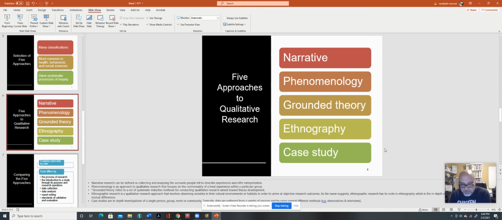The narrative approach can be defined as collecting and analyzing the accounts of people to tell and describe experiences and offer interpretation. So it's sort of like just what this word means. It's a narrative about what's happening. So you're actually talking to people, trying to describe the experiences, and then trying to get some kind of interpretation as to what's happening.